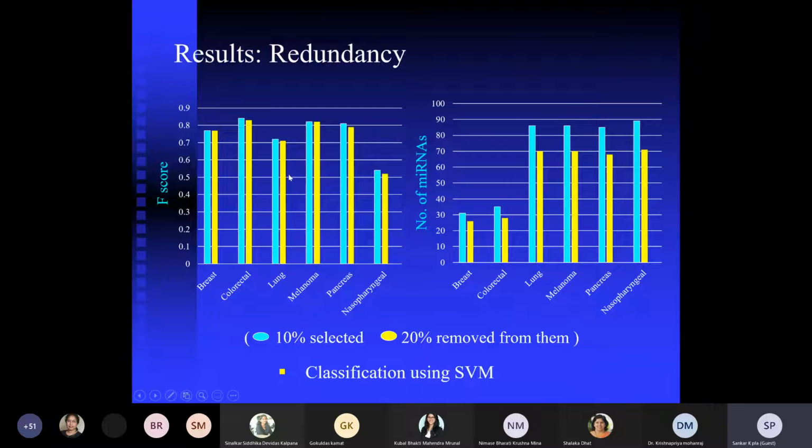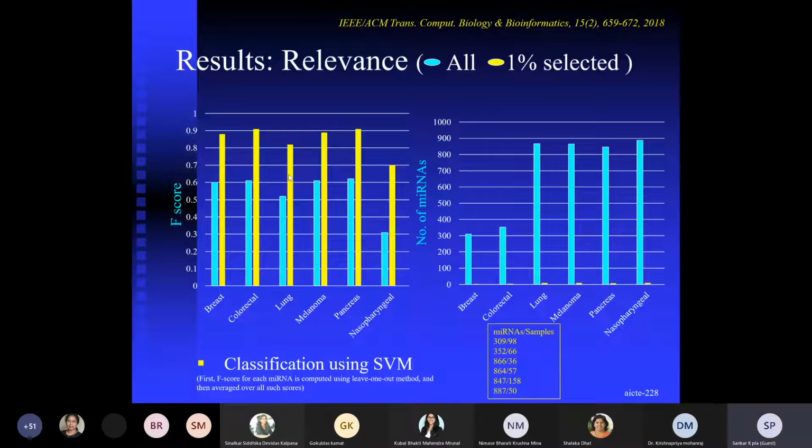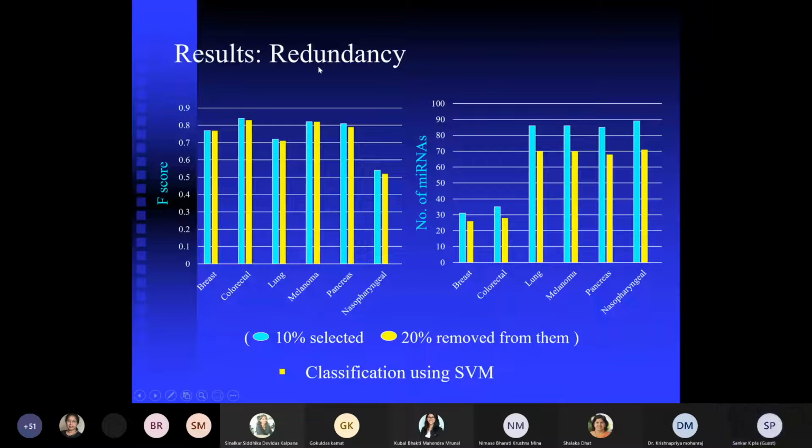Similarly, when the number of sets increases to a few thousand, you may need to consider redundancy. So you see that 10% of the selected set, and even 10% is a larger number. Let us consider 20% removed by redundancy removal. You see that after removal, it's not much changed. Even up to 10% selected, even with 20% removal, it's not much changed in the number of microRNAs. Classification is again done using support vector machine.